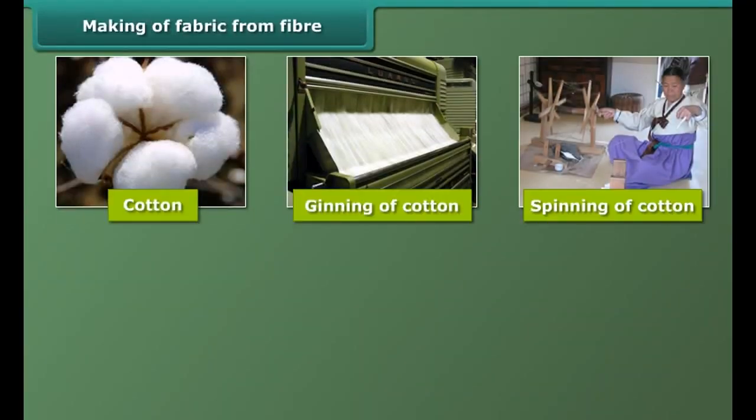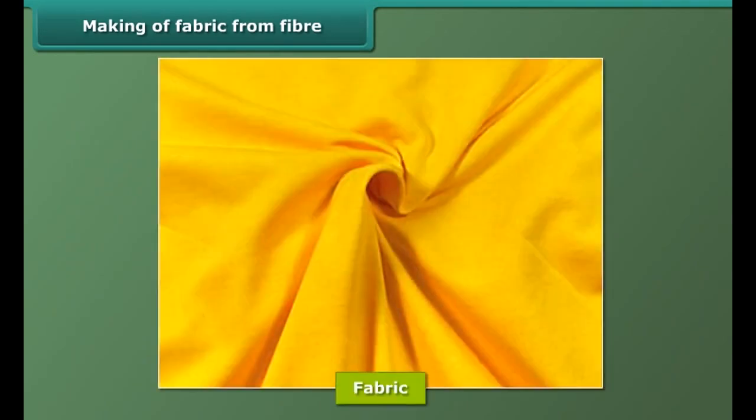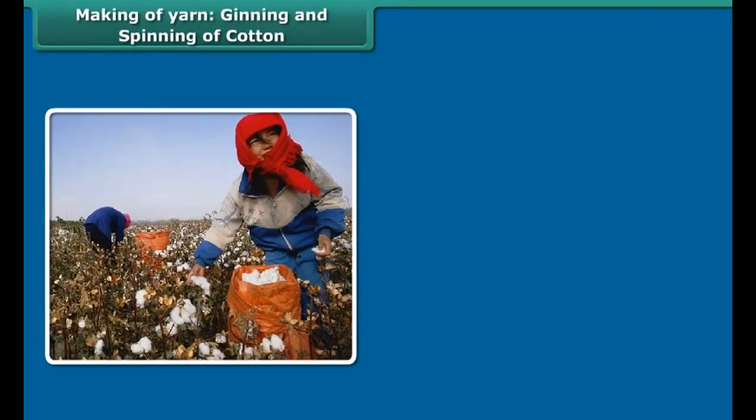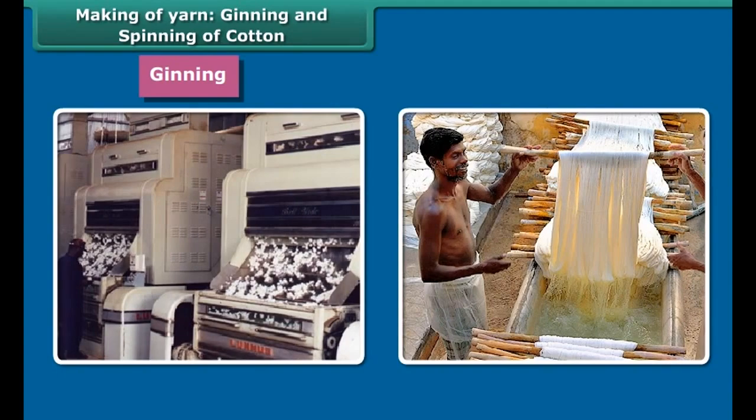Making of fabric from fiber. How is fabric made from fiber? First, yarn is made from fiber and then fabric from yarn. Making of yarn, ginning and spinning of cotton. Students, to make fiber, cotton is picked by hand from cotton balls and then fiber from the seeds is separated by combing. This is called ginning. Ginning can be done by machines too.